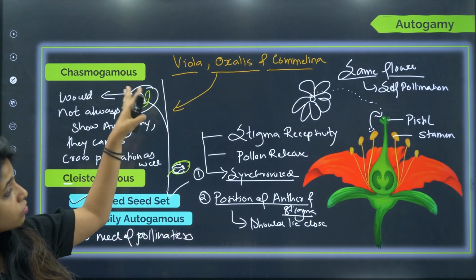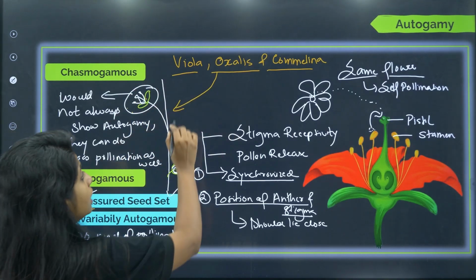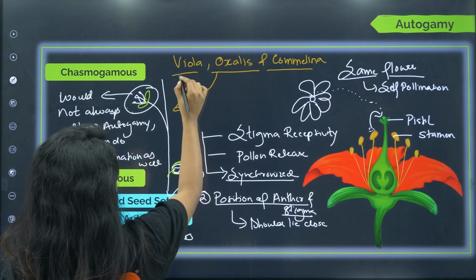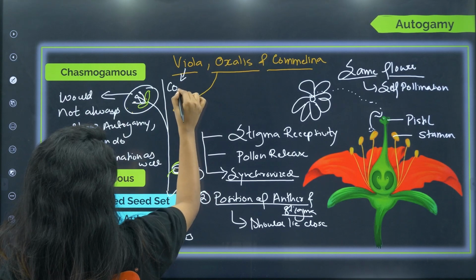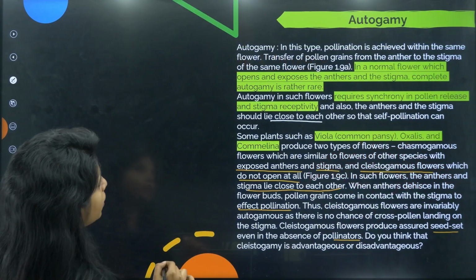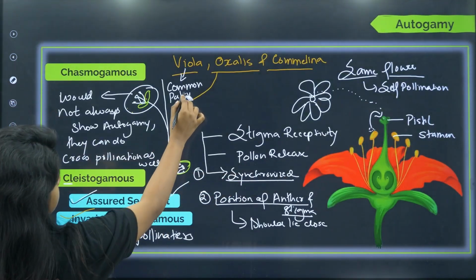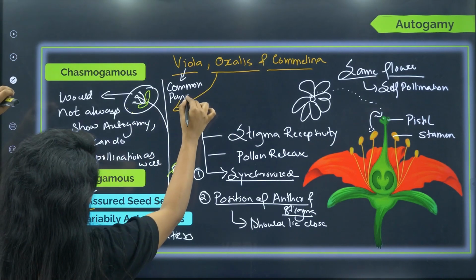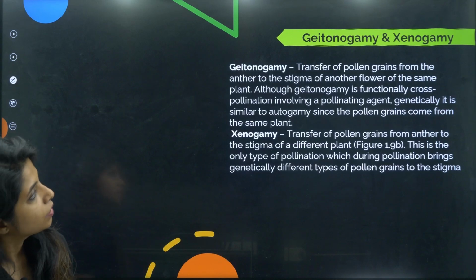Examples of plants which have both of these flowers are Viola, Oxalis and Commelina. I can also call Viola the common pansy, yes, pansy, not palsy, it is pansy. Works for you? Chalo, next thing, geitonogamy.